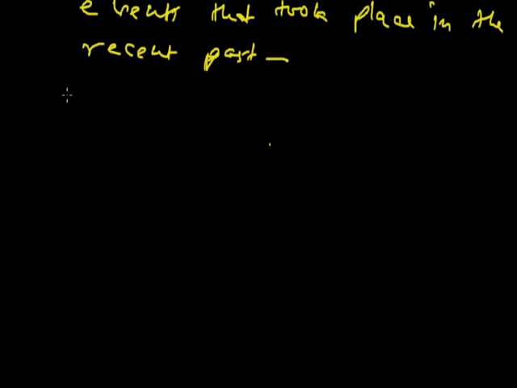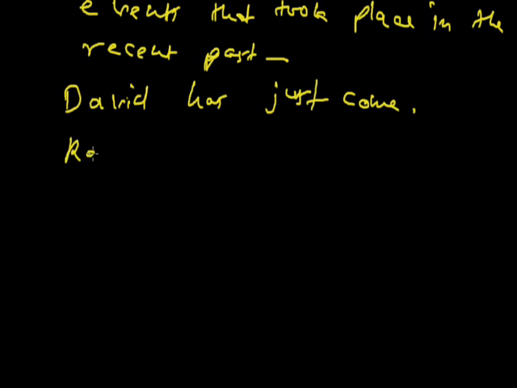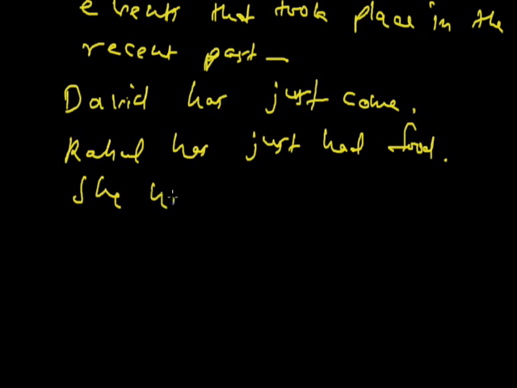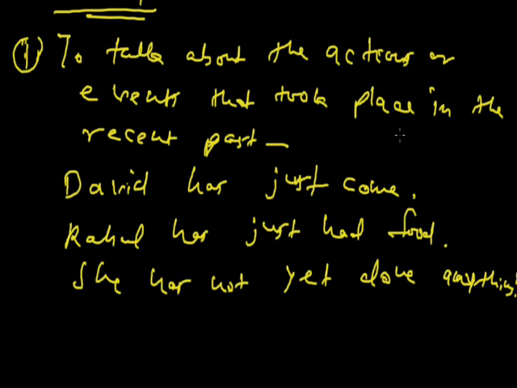For example, David has just come. David has just come. Rahul has just had food. She has not yet done anything. She has not yet done anything. Like that. So the first usage, as we have seen, is something that takes place in the recent past.